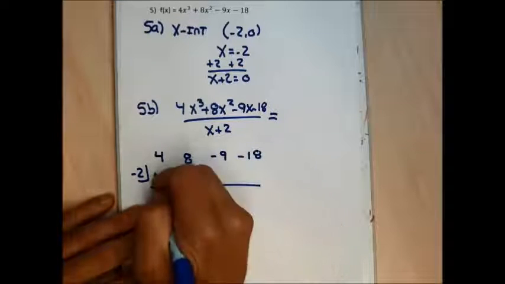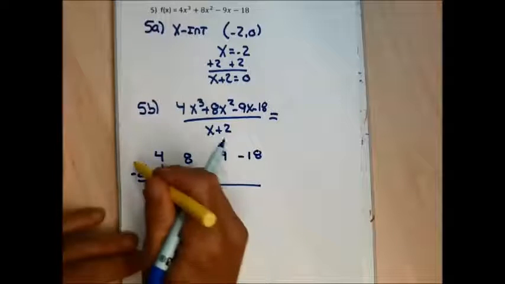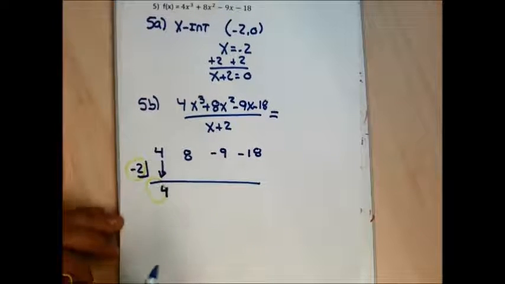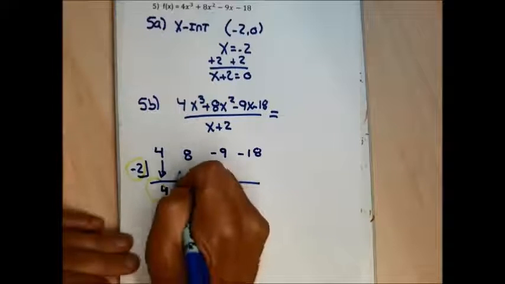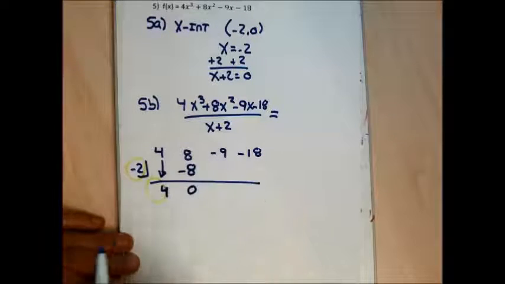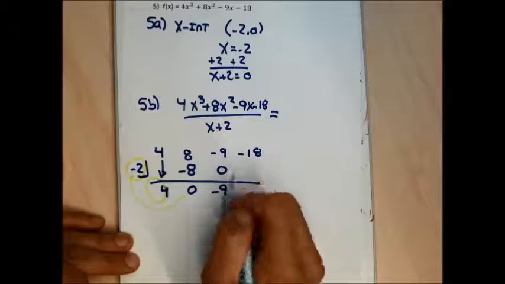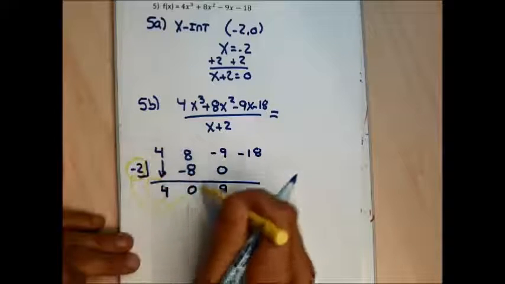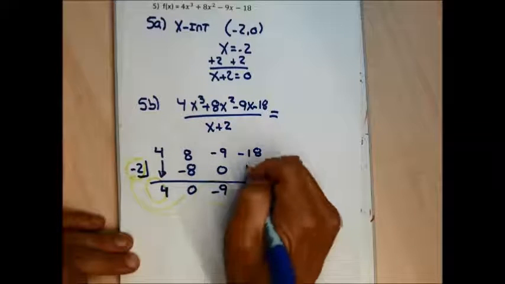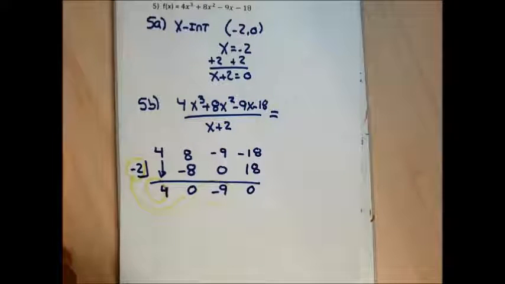Make my bar, bring down the first number, and then I multiply. -2 times 4 is -8. This is nice. I won't need bottoms up then. The 8's cancel and I get a 0. -2 times 0 is 0. -9 plus 0 is -9. And then -2 times -9 is positive 18. -18 plus positive 18 is 0.